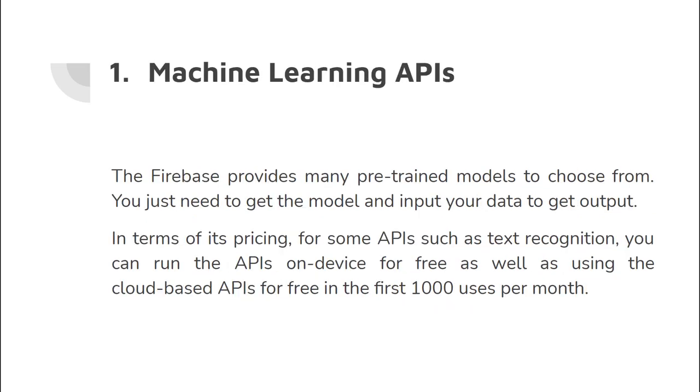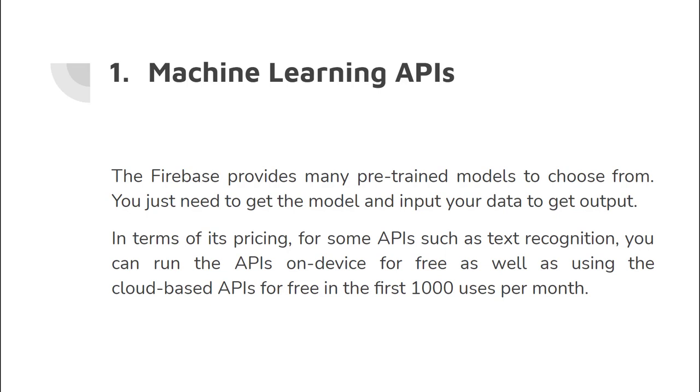And back to the first approach, which is covered in this video, it is machine learning APIs. Firebase provides many pre-trained models that you can choose from. You just need to get the model and input your data to get the output. And they have 2 approaches. One is the offline mode, where you can download the model to your mobile device as part of your application, and the user can perform the task, whether it is image labeling, text recognition, all offline without the need for connectivity.